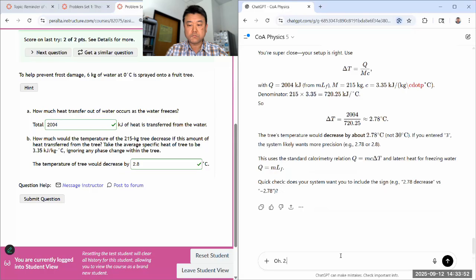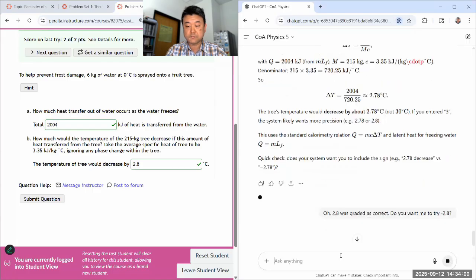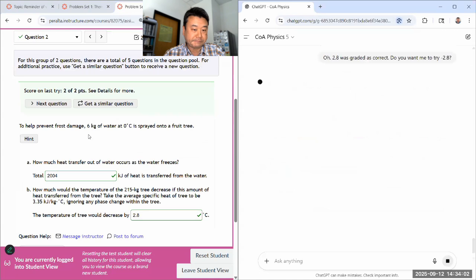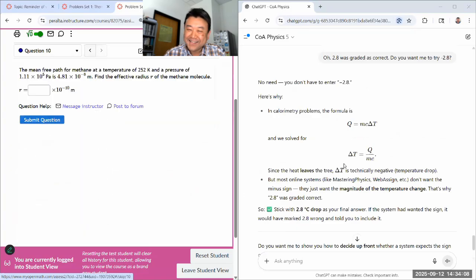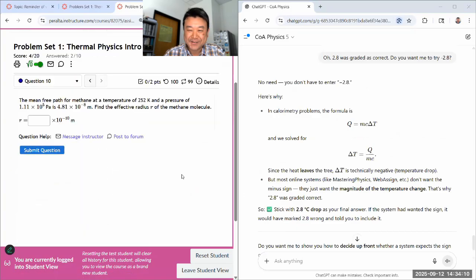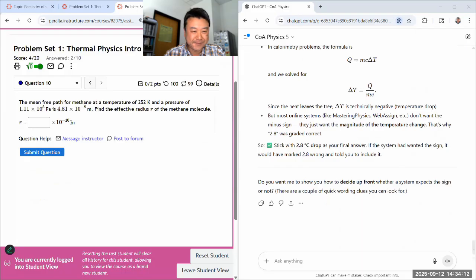Oh, 2.8 was graded as correct. Do you want me to try minus 2.8? No, you should say no because that's a waste of time. Let's go. No need. Well, that's good. Yeah, that's a waste of time. A good tutor shouldn't have their students just wasting time for no reason.